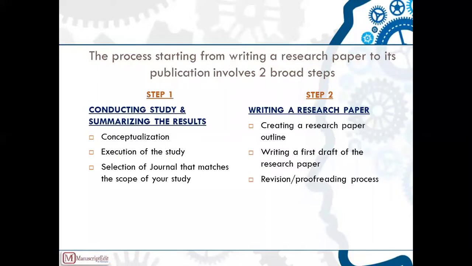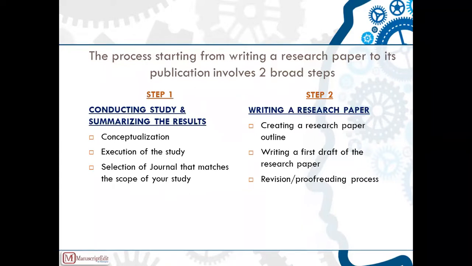So conducting the study and summarizing the results again involves some basic steps. First is conceptualization, where you choose a topic of interest, then conduct a literature survey, then find any research gaps or lacuna. Then you have a hypothesis, which is a clear, specific, and testable proposition about the possible outcome. The next is designing your research question, conducting the experiment or methods.